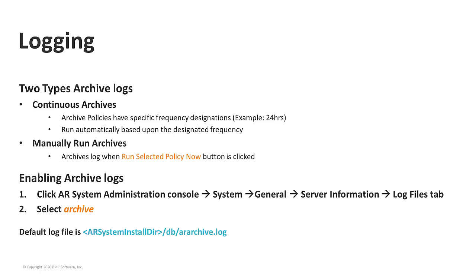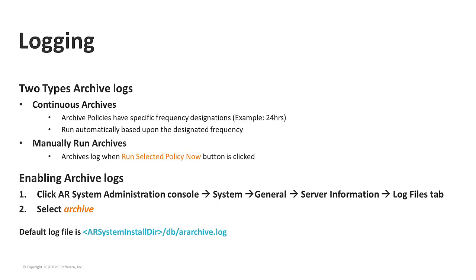So, logging. Here we have two types of logging captured for archival. One is continuous archiving. This will log details about policies which will run automatically based upon the designated frequency. And the second one is manual archiving, which will log details about policies which are run on demand. However, in both cases, we have to enable these logs explicitly. Archive logs are not enabled by default.